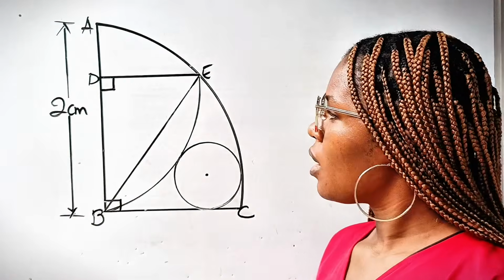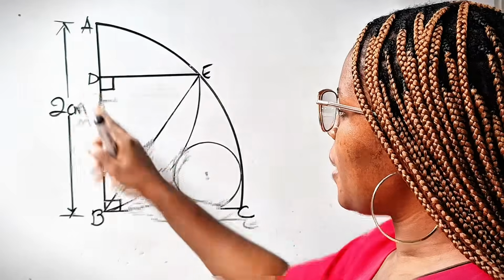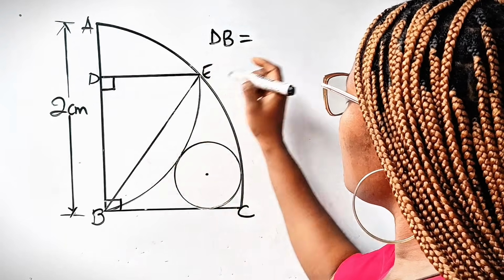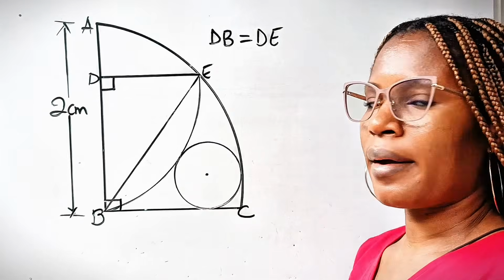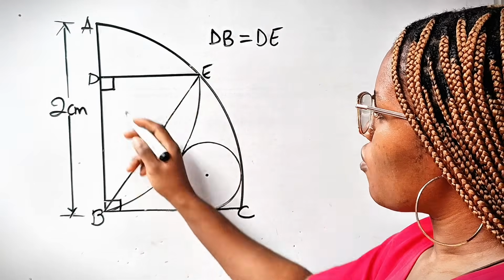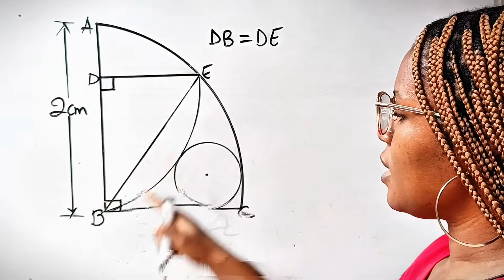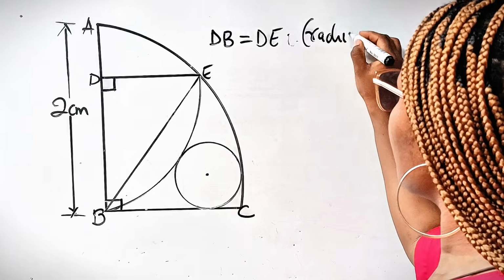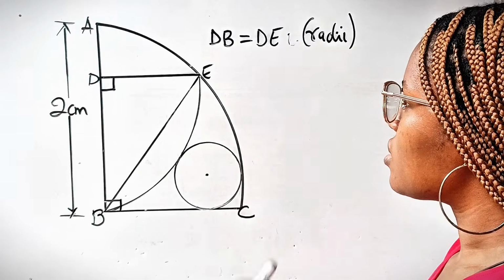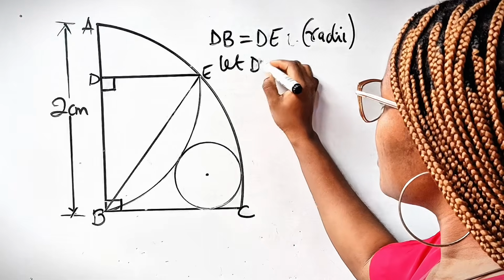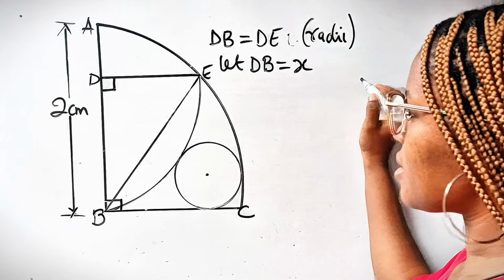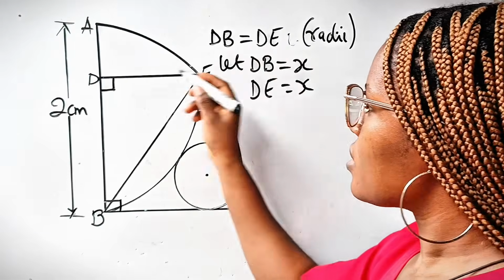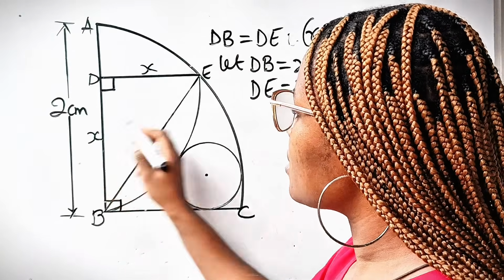Okay, now note that DB is equal to DE. Why? Because both of them are radii of this quadrant DEB. Radii, or they are radius, radii for plural. So if we say let DB be equal to x, this implies that DE is also equal to x. So I'll label this x and I'll label this x.